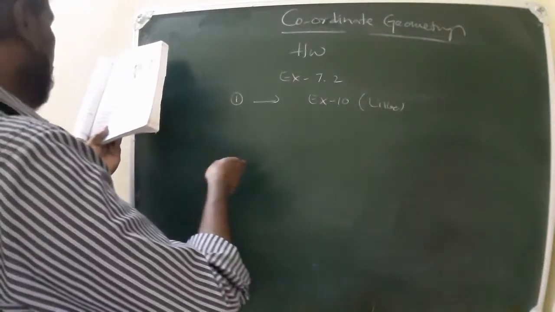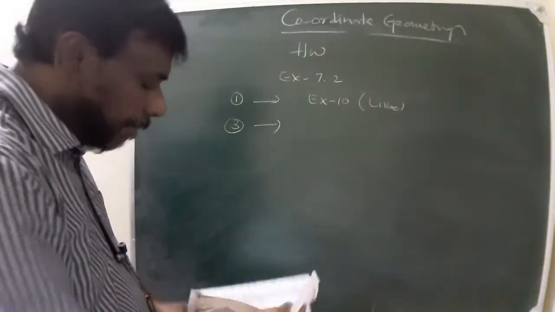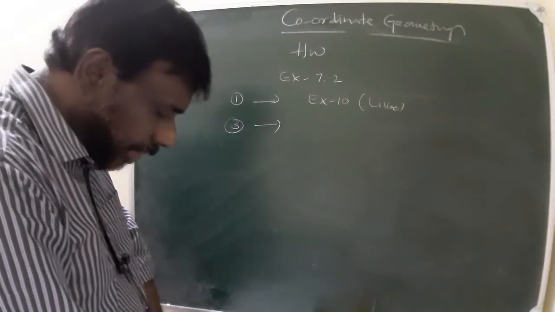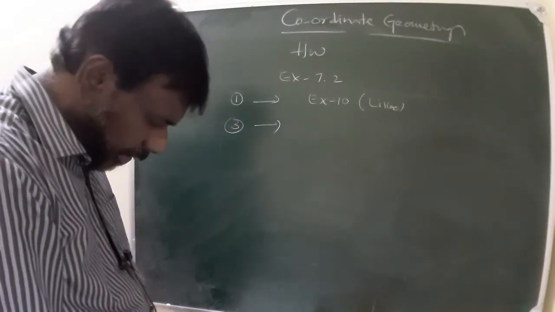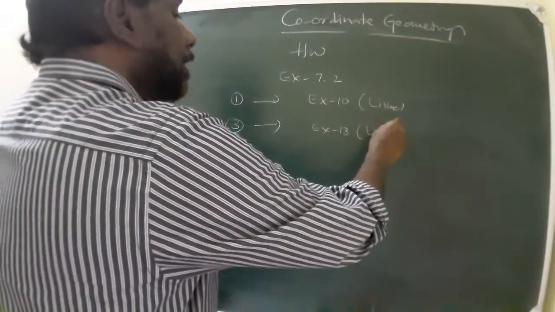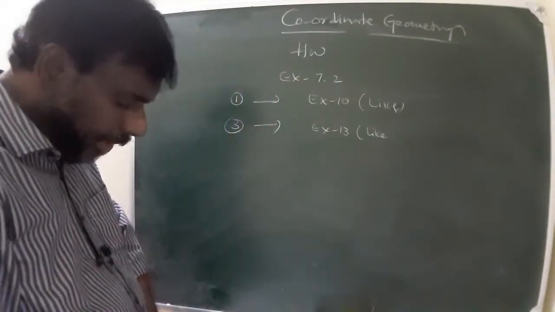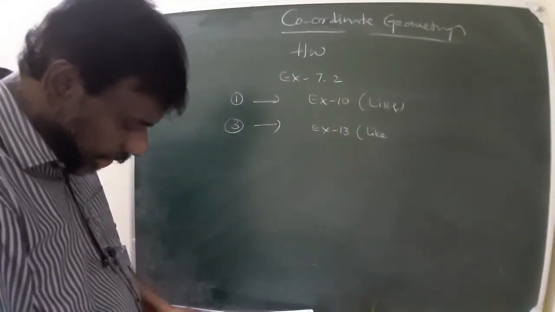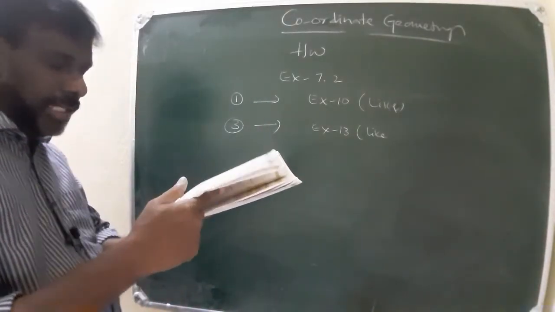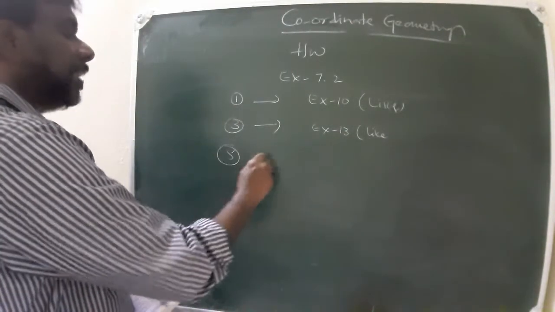Next, you see the third one. It is like the example we just did. What is that example? I think 13. It is example 13 model. This one is the example 13 model, this one is the example 10 model. And next, you should see, find the coordinates of the diameter whose center is, the fifth sum.